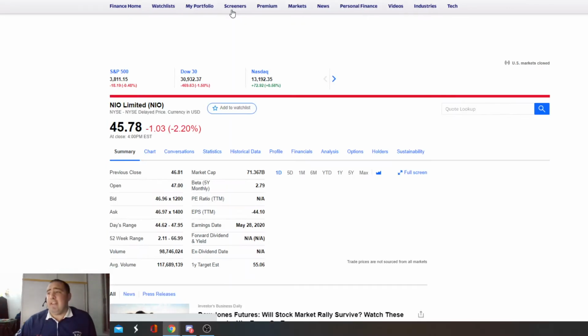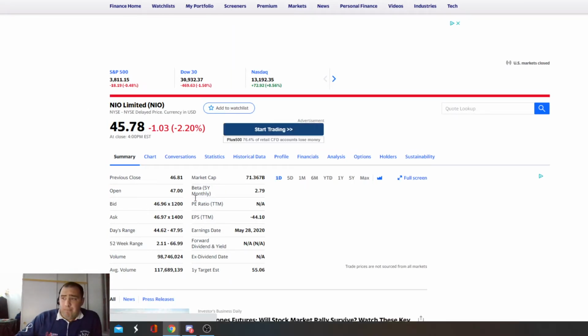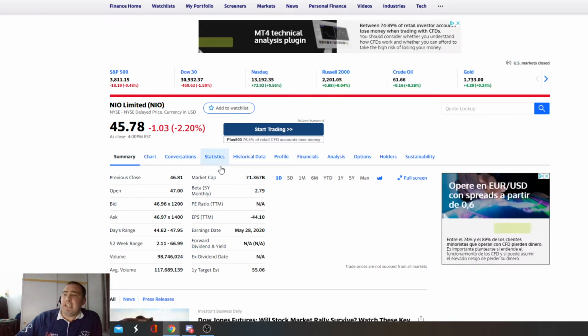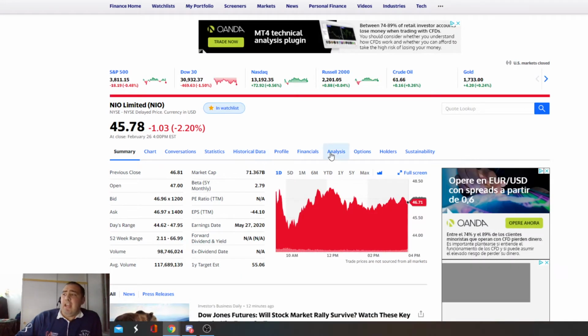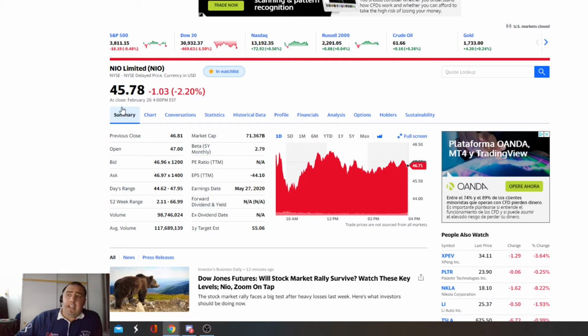Then we can get the basic financial statistics, historical data, etc., and obviously the price, the current price. When you're looking at the financials, this is a good thing to look at.